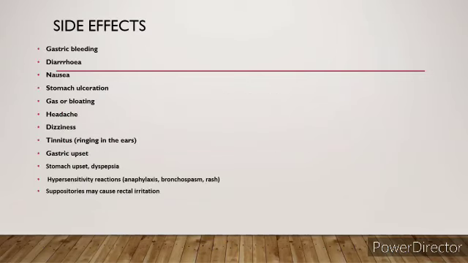Then let's see the side effects. What are the side effects of diclofenac? First is gastric bleeding. This gastric bleeding is due to the blocking of COX-1. Remember, COX-1 is responsible for the stomach and the intestines, so if they are blocked, gastric bleeding can easily be caused.